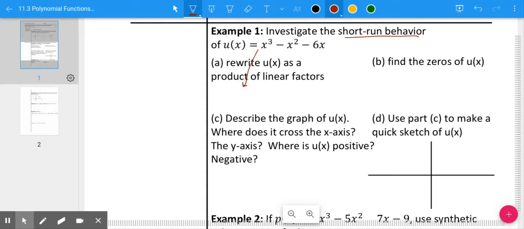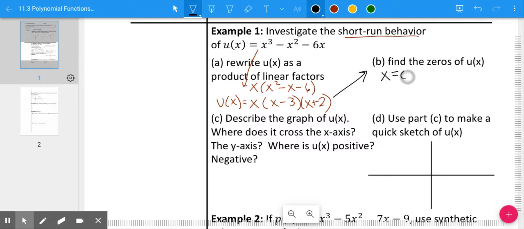We are going to factor out the x to get x squared minus x minus 6. And then we're going to factor from there to get x times x minus 3 times x plus 2. This is our u of x function in factored form. We like to factor it because that helps us find the zeros. If you set each factor equal to 0, you will get 3 x-intercepts. They are at 0, positive 3, and negative 2.